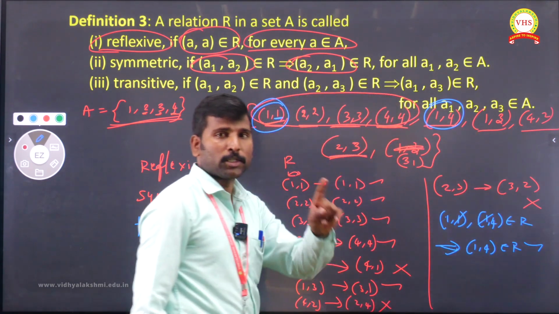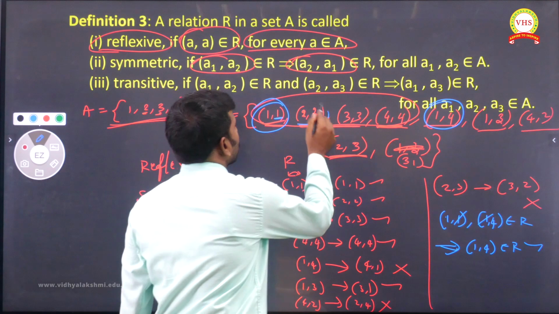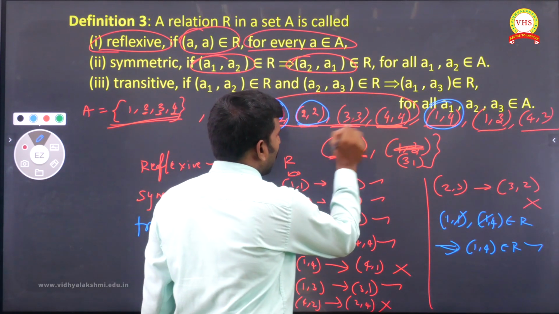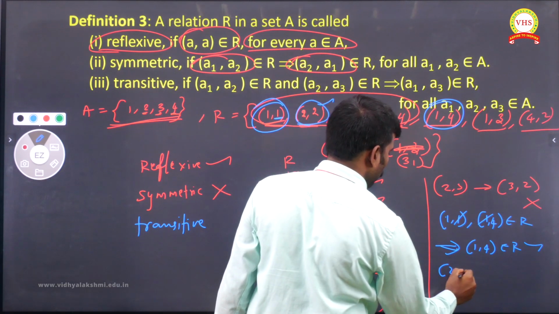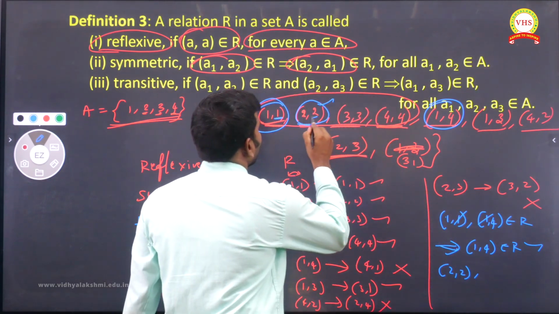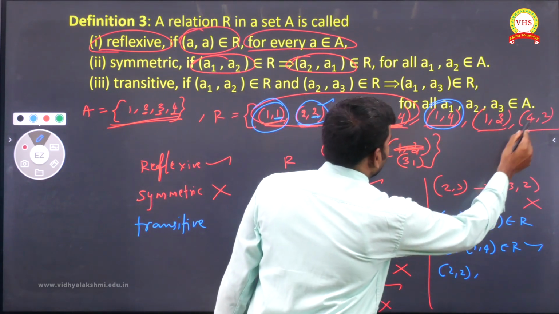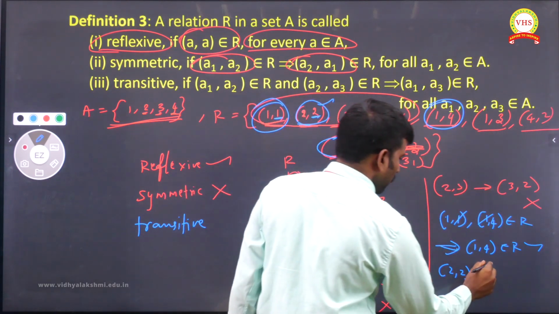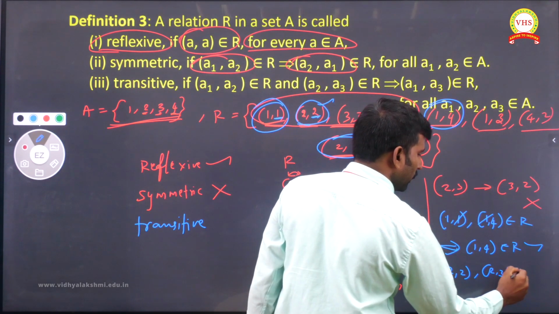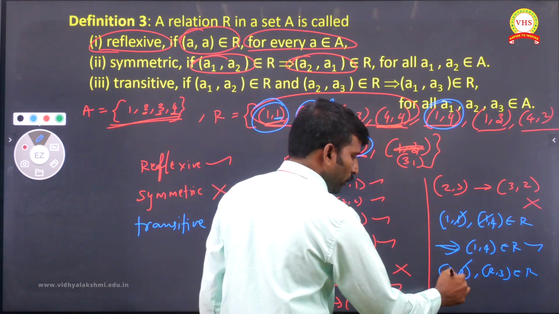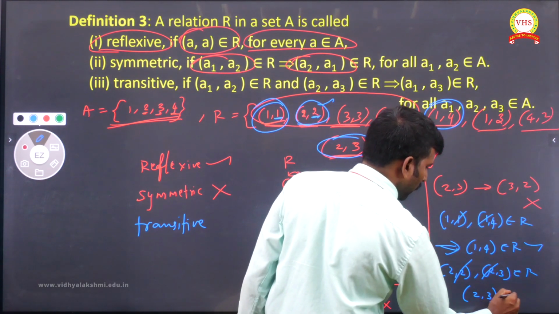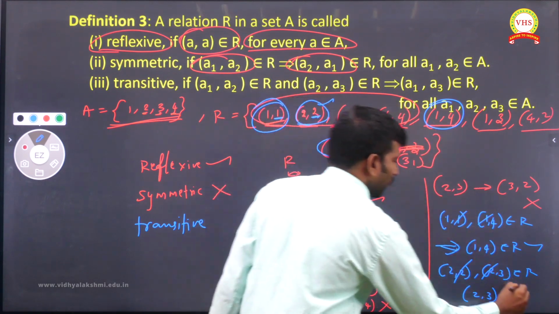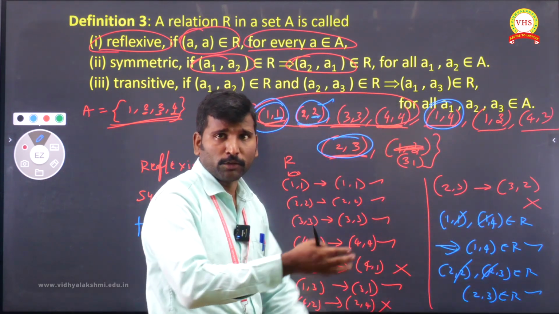Then tick. First one, okay. Second, if you take (2, 2), starting with 2 I need something. Starting here, (2, 3). You take (2, 3). It already belongs to R. So from (2, 2) and (2, 3), what should you have? (2, 3) belongs to R. This is there here. Then okay. Like that everything you should check.